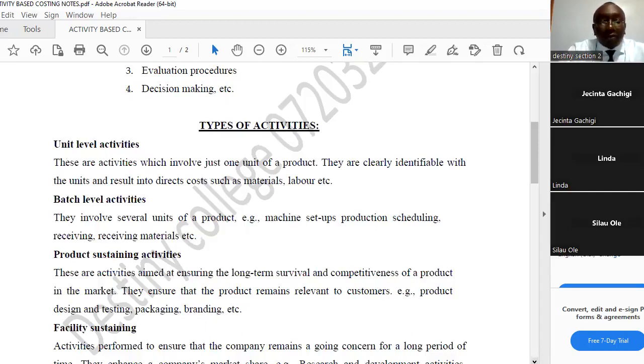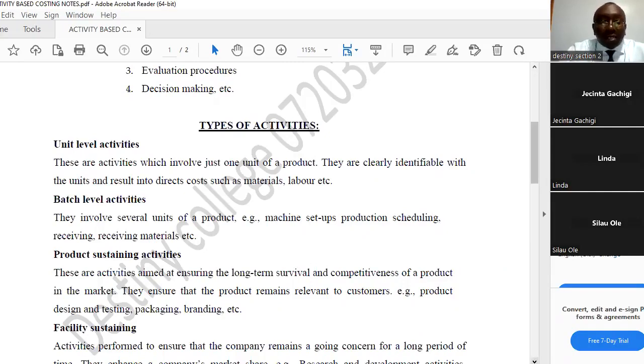Then number 2, we have what we call the batch level activities. Now, these ones involve several units of a product, such as machine setups, production scheduling, receiving of materials, and so on. Like what I'm doing right now, teaching this class, it is a batch level activity because it is benefiting more than one student at the same time.